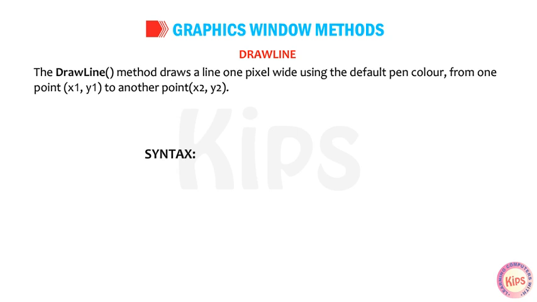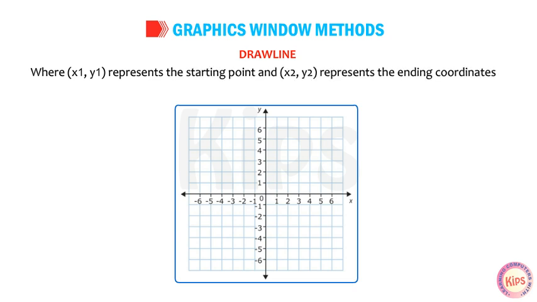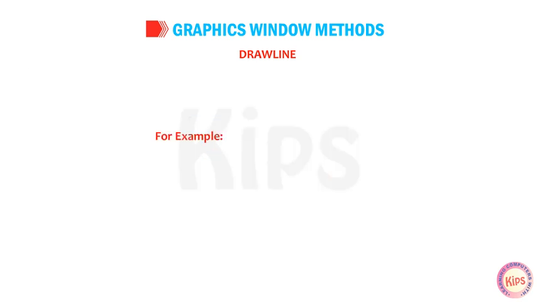The syntax is graphicswindow.DrawLine(x1, y1, x2, y2), where x1 and y1 represent the starting point and x2, y2 represent the ending coordinates of a line drawn on the graphics window. For example, graphicswindow.DrawLine(60, 50, 150, 50).